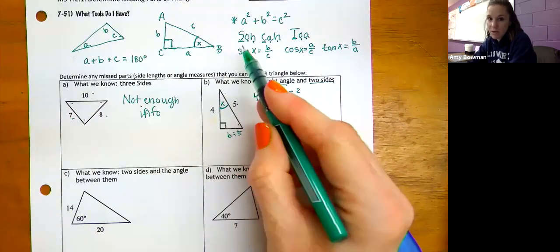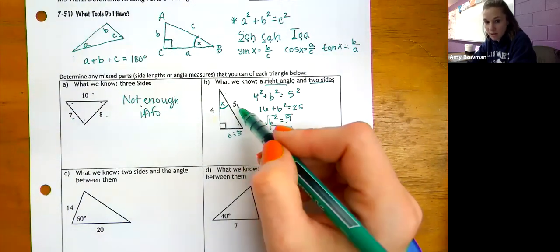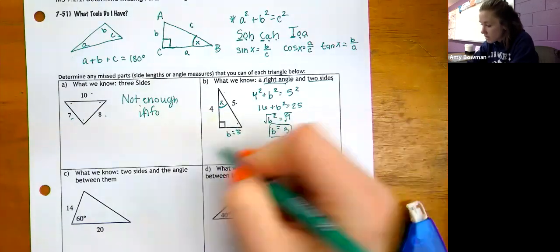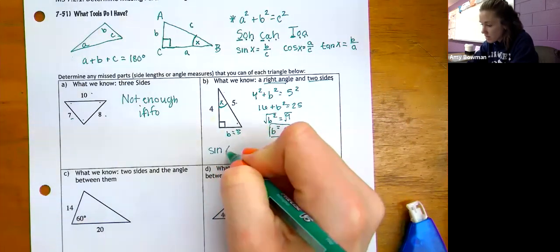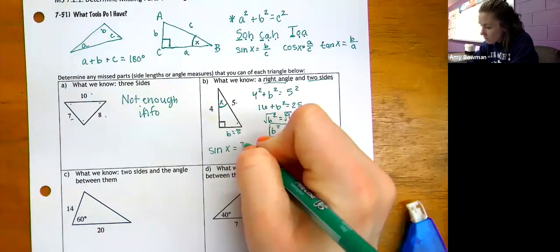So if I want, I could go up here and use sine. I also know the adjacent side and the hypotenuse, so I could use cosine or tangent. I know all 3 sides. So I'll just use sine since I saw that first. So the sine of x equals opposite over hypotenuse, so 3/5.